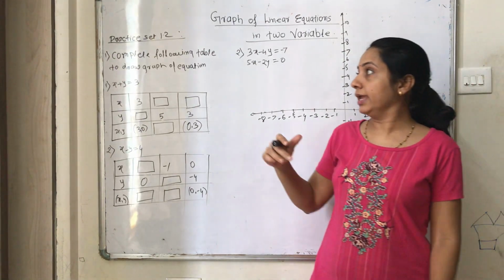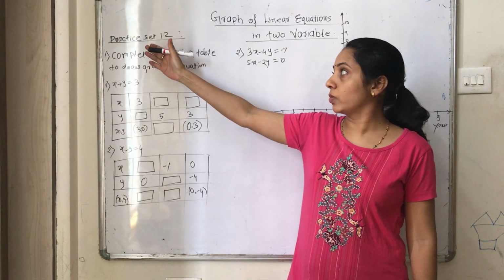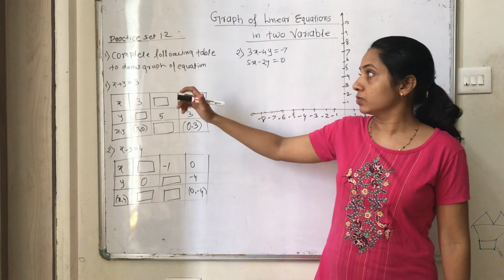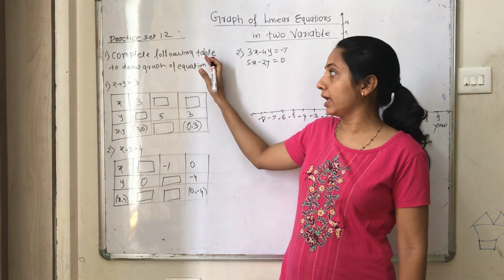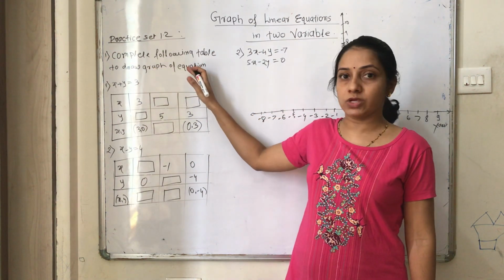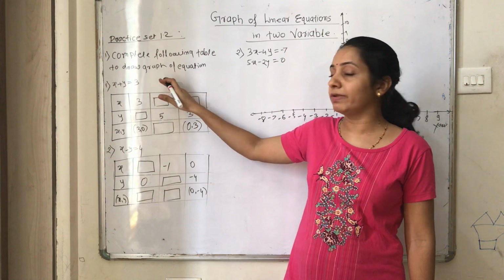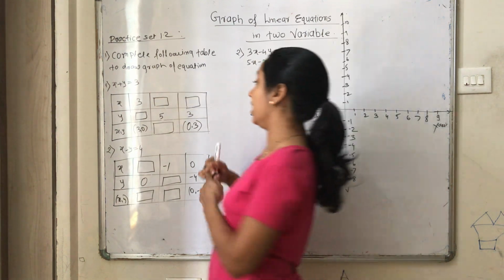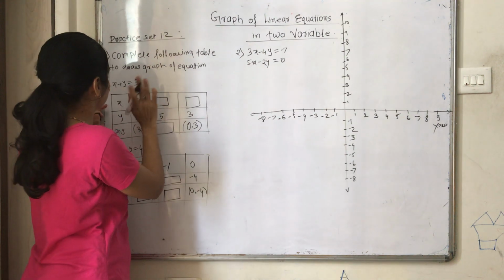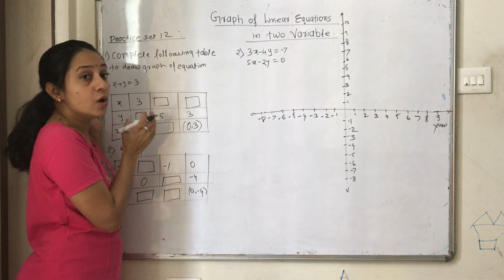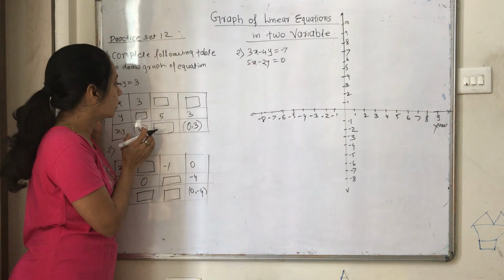Hello students, in continuation with the last class, we are solving practice set 1.2. So the question is, complete the following table to draw graph of equation. I have told you that this question will be asked for 1 mark. Okay, so the question is x plus y is equal to 3. So what do we have to do in this? We need to find out the ordered pairs.